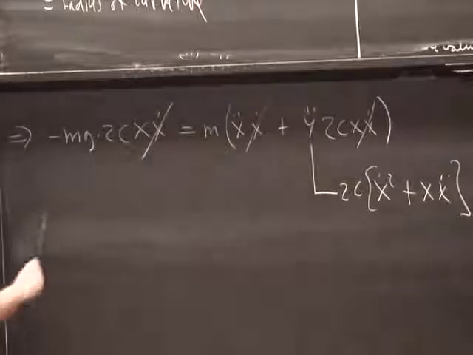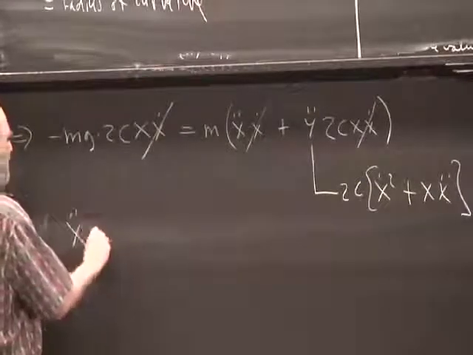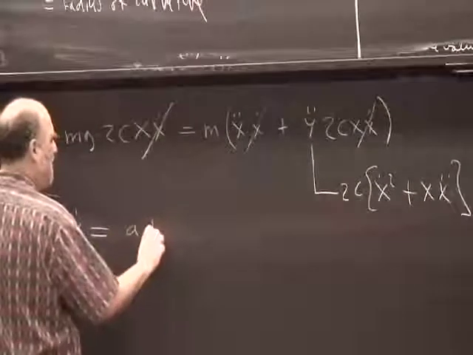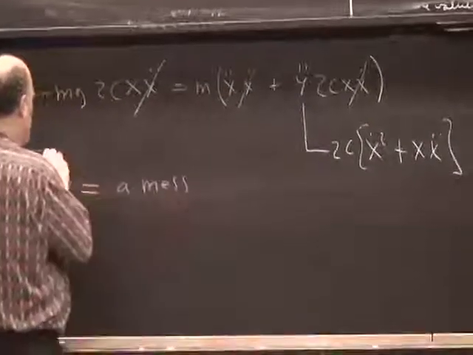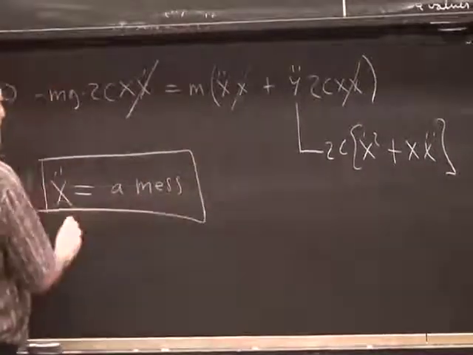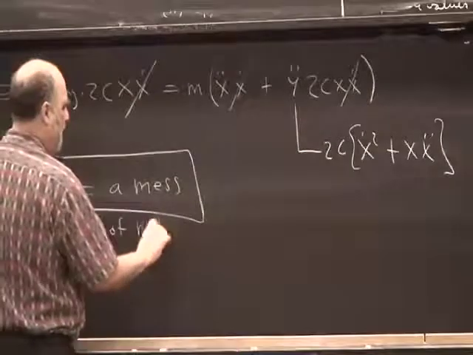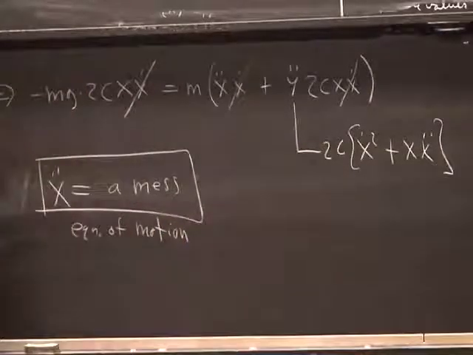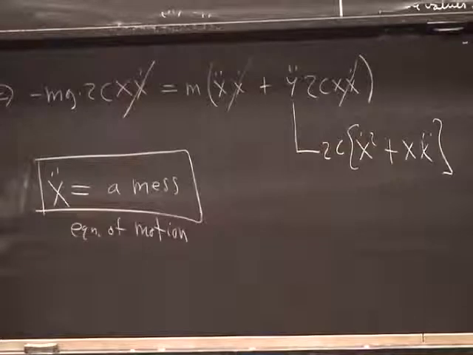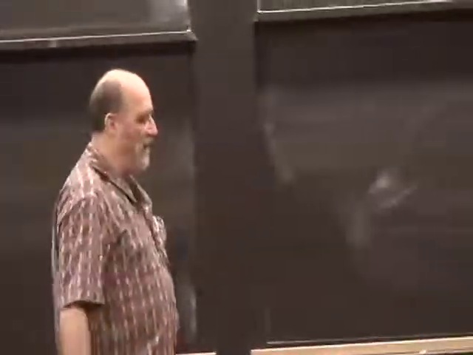And then what we get from this whole thing is that x double dot equals some mess here, and I'm going to skip that algebra. But this is what we would call the equation of motion. Okay. So I didn't use the path coordinates explicitly, but I used the idea of keeping track of the path and then taking a dot product along the path.